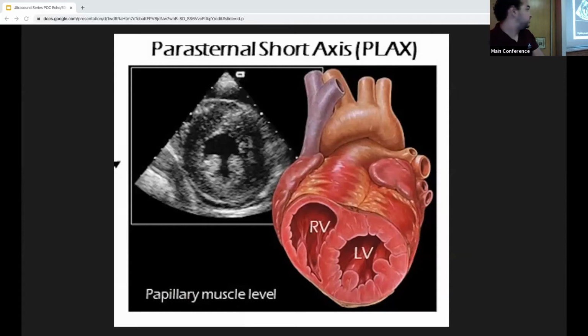So this is what your view should look like. It's a cut of the heart towards the apex of the heart, and you're just trying to assess how the RV compares to the LV, and how concentric your LV is. You want to try to get down to the level of the papillary muscles. That's the standardized view, and I'll show you a little trick on how to get there.